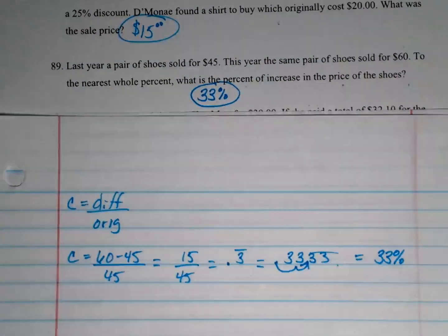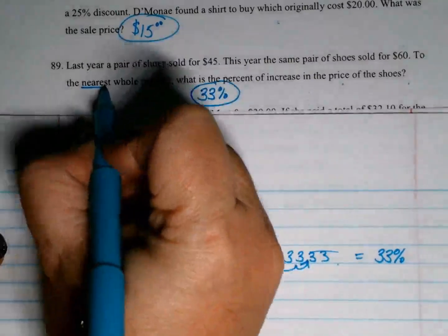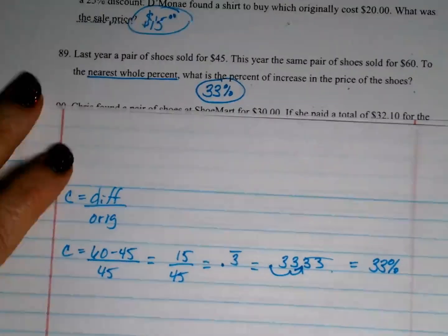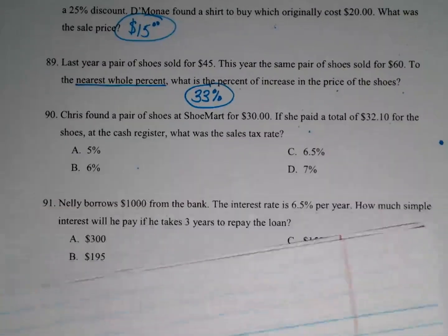That's why it's important that we read, because on the test, if it says to round it to the nearest whole percent, and they give you an answer choice of 33 and 33.3, and you mark 33.3, you're going to get it wrong. That's why it's really important that we read. Nearest whole percent. Okay? All right, number 90.